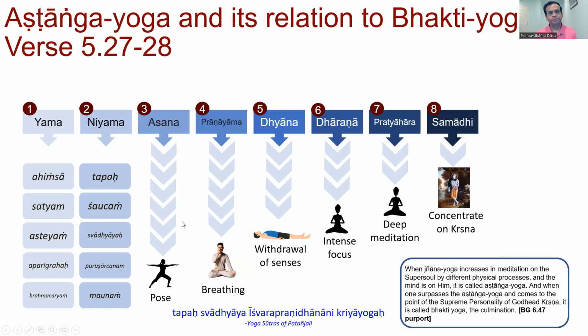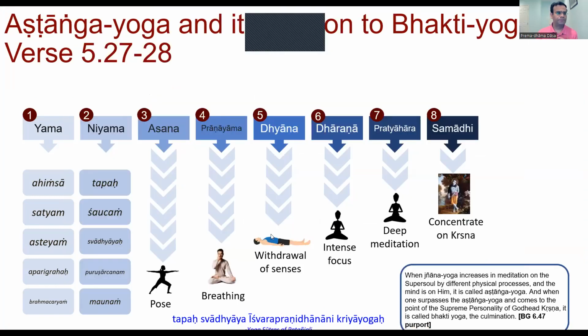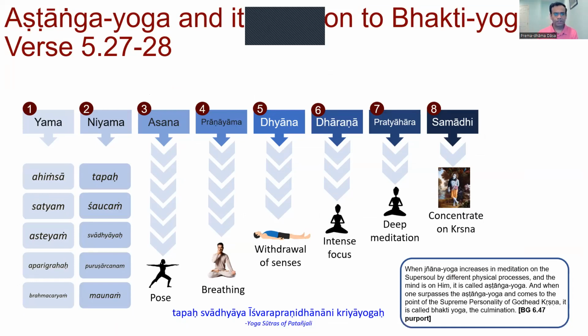So Yama, if you see, these are external. Yama is external, okay? And Niyama is internal. There are two verses, 27 and 28. So, mostly external, physical controls, right? Ahimsa, don't kill. Satyam, speak the truth to others.